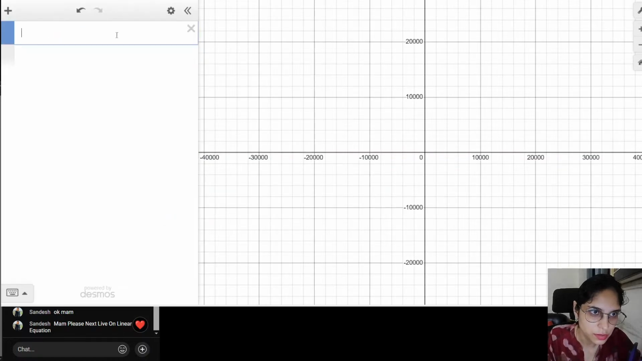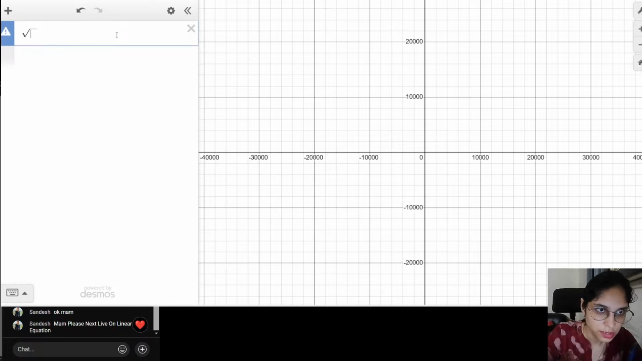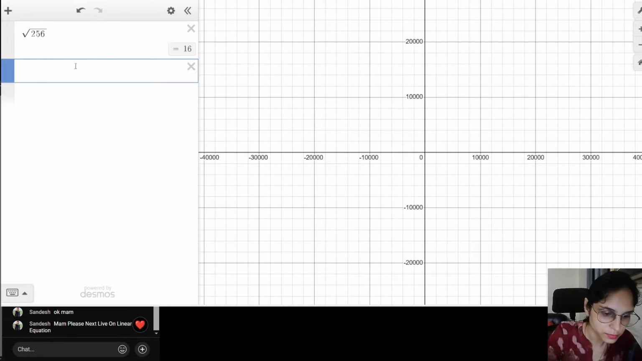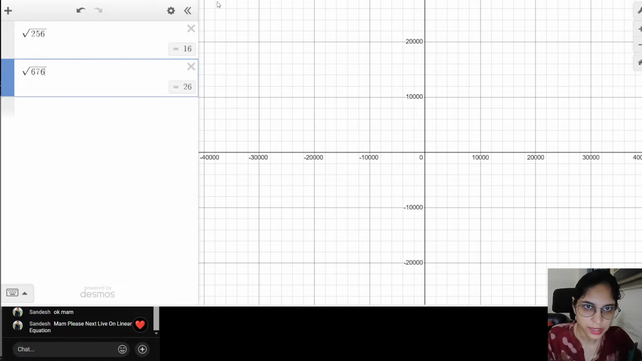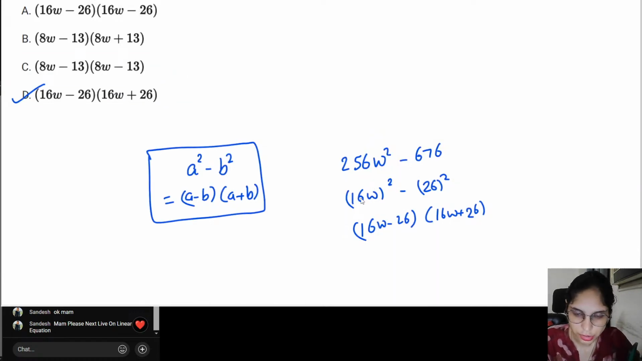Go to Desmos. For square root, you don't have to look for symbols, just type S, Q, R, T, and the under root is there. You write 256, it's 16. Same thing again, or you can just change the number over there. 676, it's 26. So this is 16 and this is 26. All right.